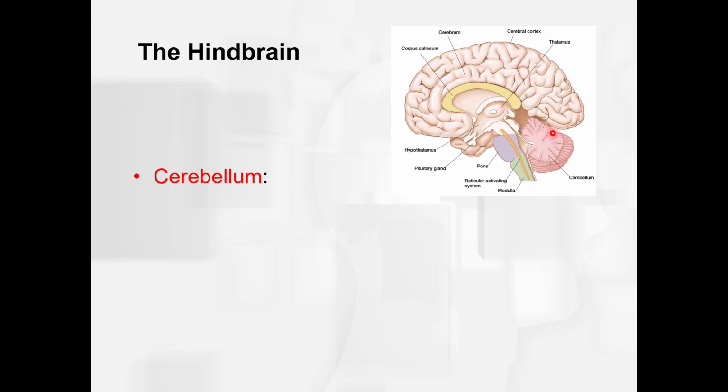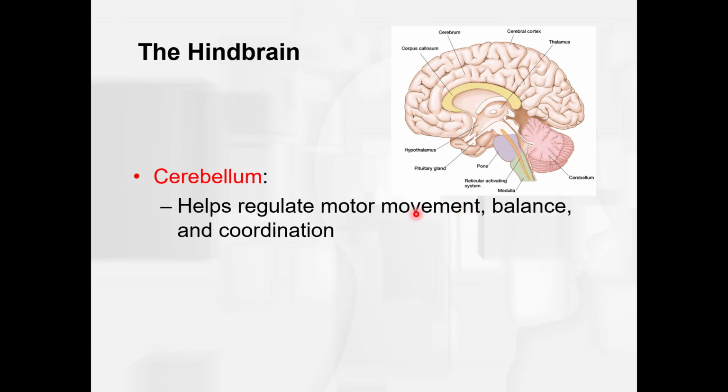Now the cerebellum is like its own little mini brain back here. It sits behind the pons and the medulla, kind of underneath that cerebral cortex, just tucked in a little bit. And it helps to regulate movement, balance, and coordination. Not to get you confused, but later on we're going to talk about the motor cortex up here, and the motor cortex is going to issue the orders to the motor neurons in the spinal cord to promote movement. However, what the cerebellum does is fine-tune that movement.